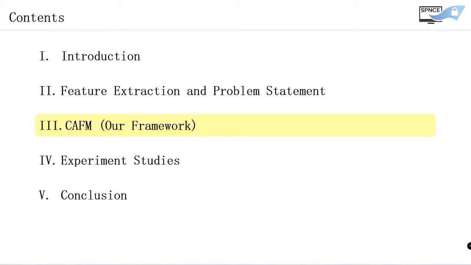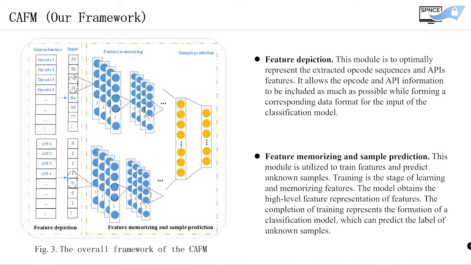Now let's move to the model of our research. As shown in Figure 3, our framework includes two parts, as described above. Feature depiction. This module is to optimally represent the extracted opcode sequences and API features. It allows the opcode and API information to be included as much as possible, while forming a corresponding data format for the input of the classification model. Feature memorizing and sample prediction.